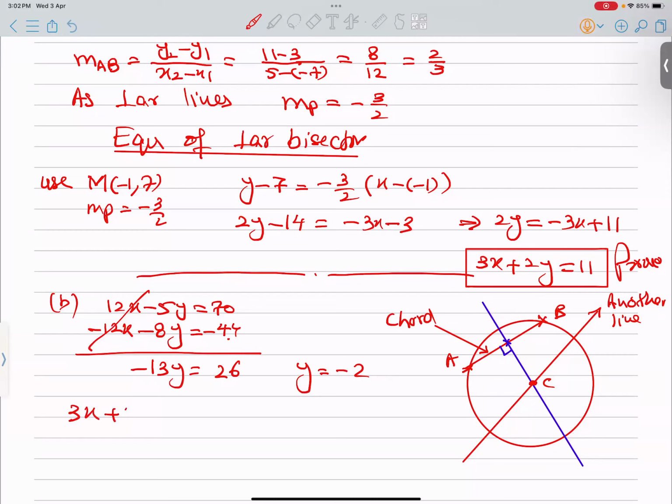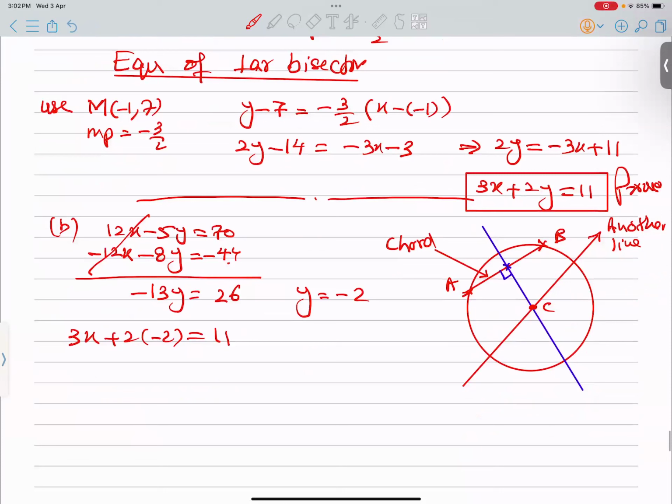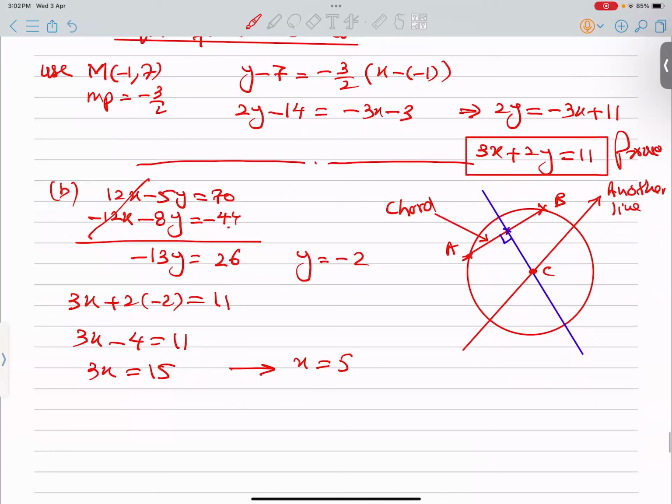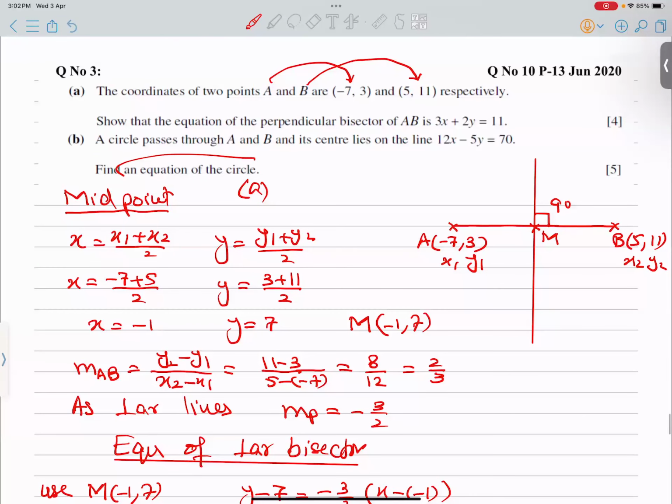3x plus 2 times negative 2 equals 11. Okay, 3x minus 4 equals 11. Okay, 3x equals 15. And x becomes what? 5. So I got x as 5 and y as negative 2, and the center of the circle turned out to be (5, -2). But is the game over? No. The equation of the circle is what the question is asking for. So we need a radius.